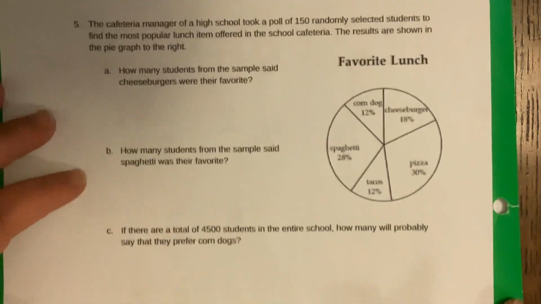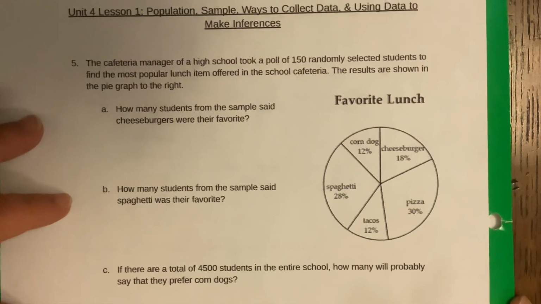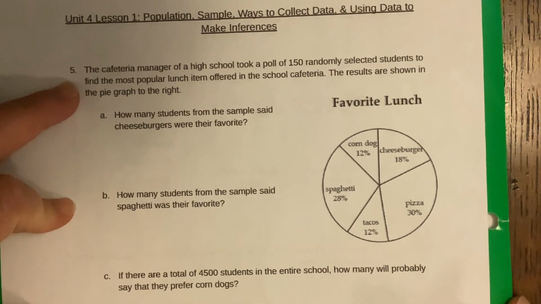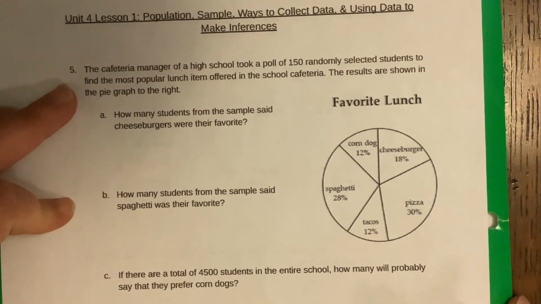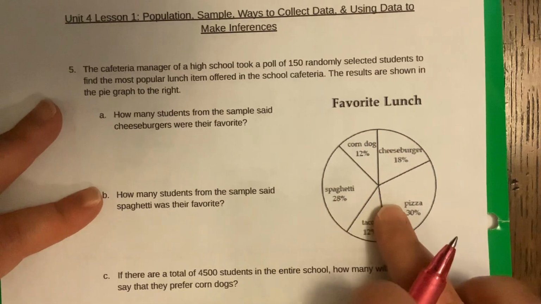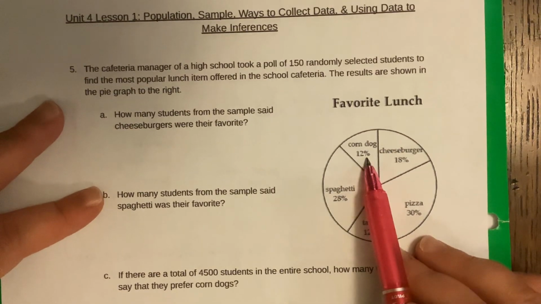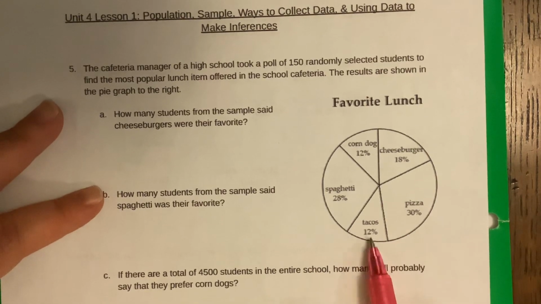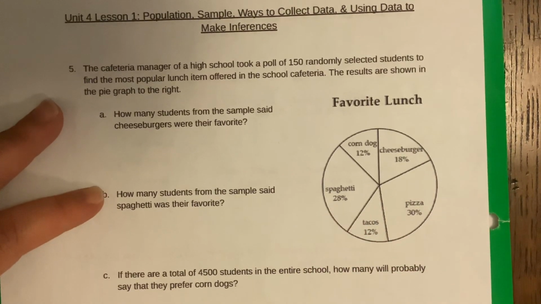It says, the cafeteria manager of a high school took a poll of 150 randomly selected students to find the most popular lunch item offered in the school cafeteria. The results are shown in the pie to the right. So here's the pie that they're talking about. So 12% said they liked corn dogs, 18 said cheeseburgers, 30 pizza, 12 tacos, and 28 said spaghetti.